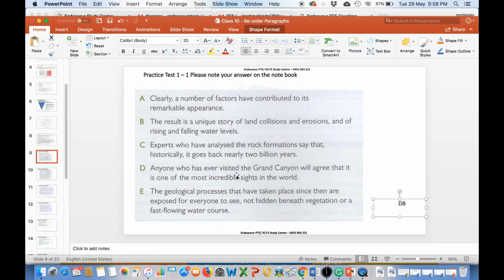So I need to find a statement which is talking of incredible sights or something about the Grand Canyon. If I look at this statement, clearly a number of factors have contributed to its remarkable appearance. So incredible sights and the remarkable appearance, this is the connecting link between the two.